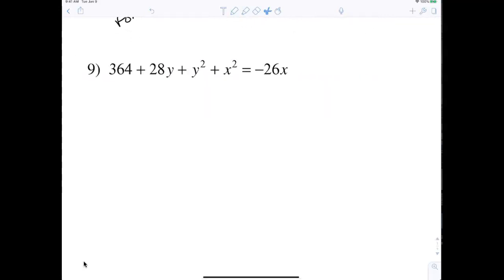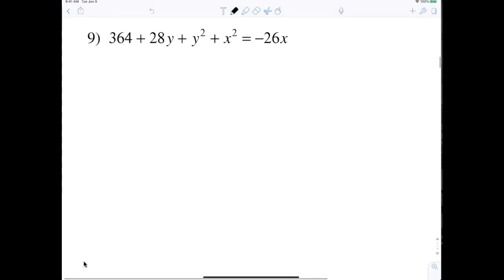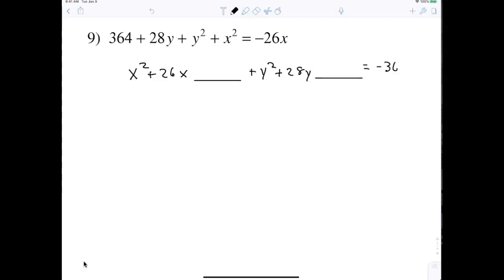Now, the first thing I want to do is put the x's together. So I want everybody to put down x squared plus 26x. Then we leave a space. And then it's plus y squared plus 28y, leave a space, equals -364. Now, the first thing you have to do is look at that and go, what is he talking about? It's -1, it's not negative here. Does everybody understand what I did there?